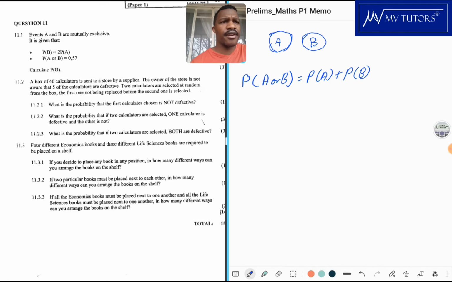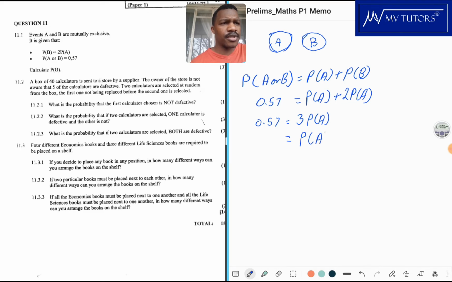Now, what do we know? What information do we have? We have that the probability of A or B is 0.57. We know that the probability of A is just the probability of A. But the probability of B is equal to 2 times the probability of A, right? Cool, so what can we do? 0.57 is going to be equal to 1 plus 2, that's 3 probability of A. We can then solve for the probability of A.